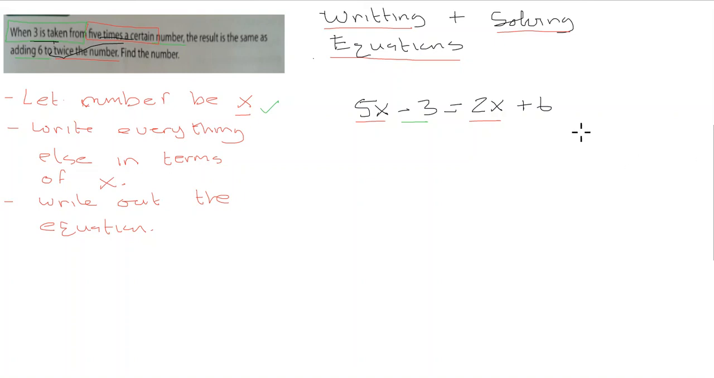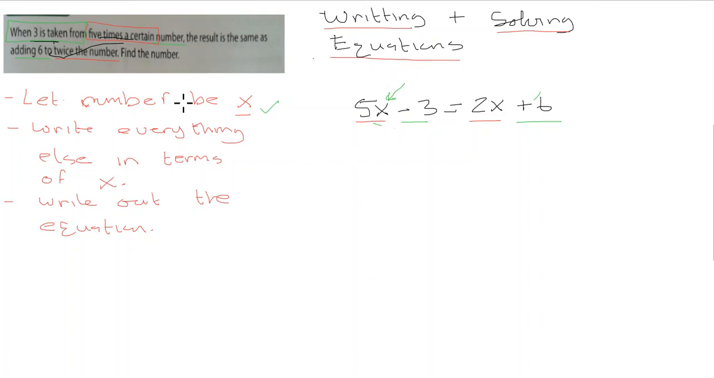So this is the writing part. We let the number be x, and we write everything else in terms of x. You read your question and write everything in terms of x. So 5x minus 3 represents when 3 is taken from 5 times a certain number. This first part is the same as the second part, adding 6 to twice the number, so that's why you have the equals sign there. It means the same.